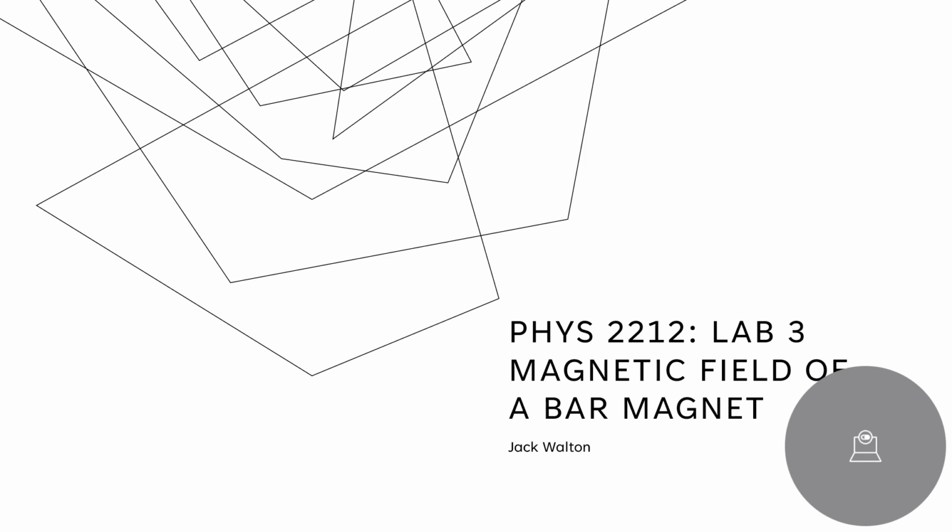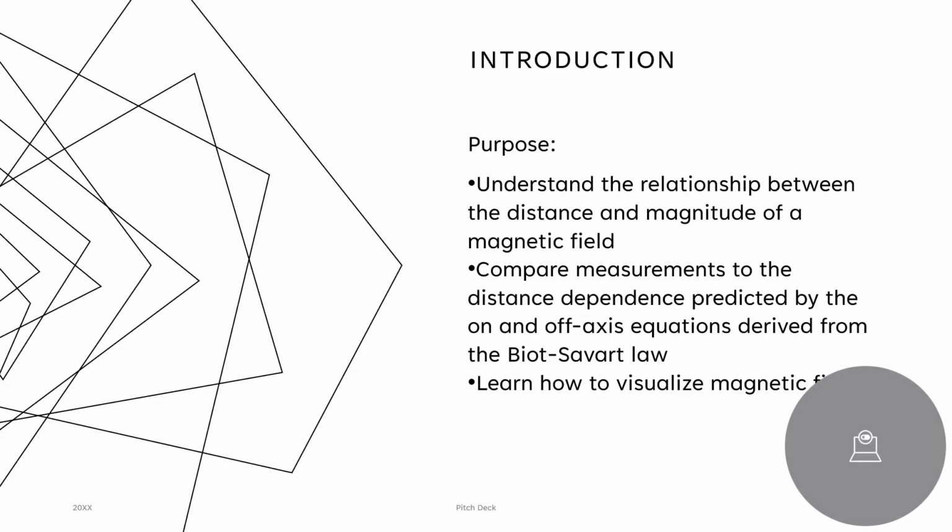Hi, my name is Jack Walton, and this is my lab report on the Physics 21-2212 Lab 3, magnetic field of a bar magnet. The purpose of this lab was to understand the relationship between the distance and the magnitude of a magnetic field, to compare the measurements to the distance dependence predicted by the on and off axis equations derived from the Biot-Savart law, and to learn how to visualize magnetic fields.